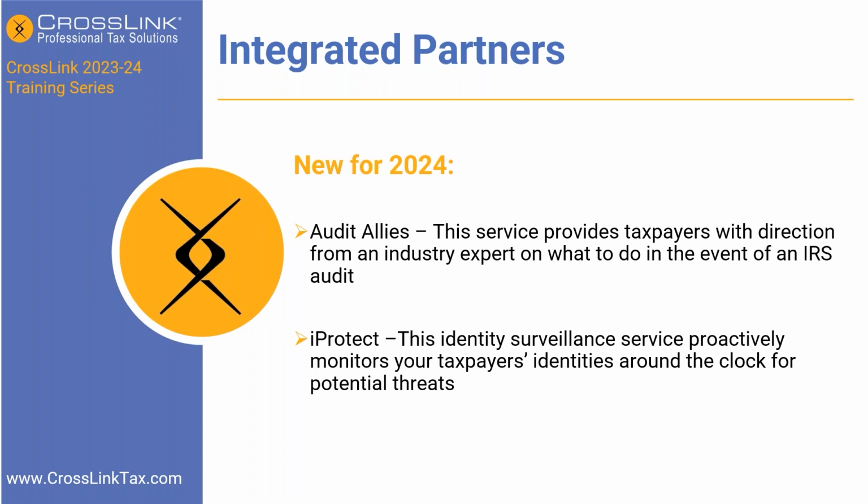iProtect is another service, but this one deals with identity surveillance. This service will proactively monitor your taxpayer's identity around the clock for potential threats. So you can also sell an identity protection monitoring program through CrossLink, and this will protect and monitor your taxpayer's identity and any potential threats that could come through. These are two new services that you can opt in to, market, and sell along with your preparation needs.